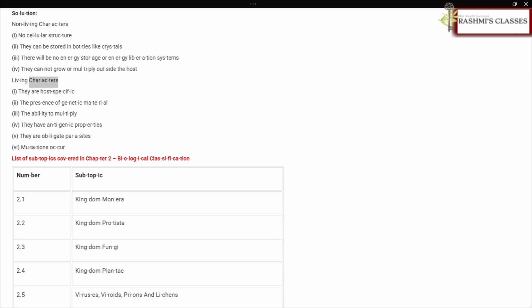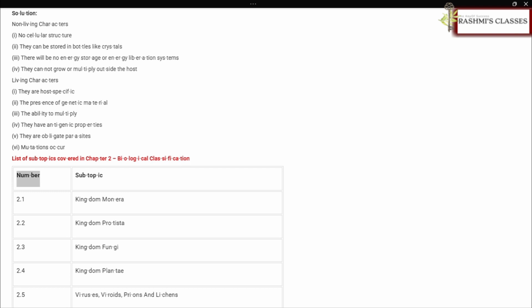Living characters. 1. They are host-specific. 2. The presence of genetic material. 3. The ability to multiply. 4. They have antigenic properties. 5. They are obligate parasites. 6. Mutations occur. List of subtopics covered in Chapter 2, Biological Classification.